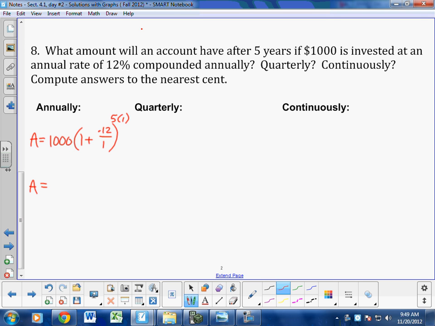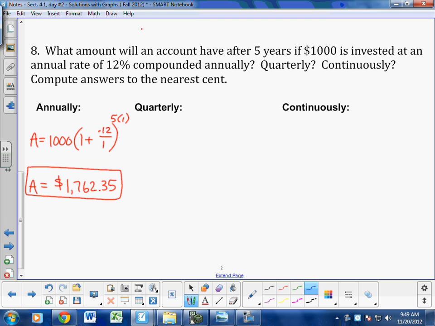Just practice, remember to round money up. So it's 1.12 taken to the 5th power times 1,000. 1,762.35. So Ben puts $1,000 in, he gets compounded once a year. After 5 years, he will have 1,762.35 in the account.